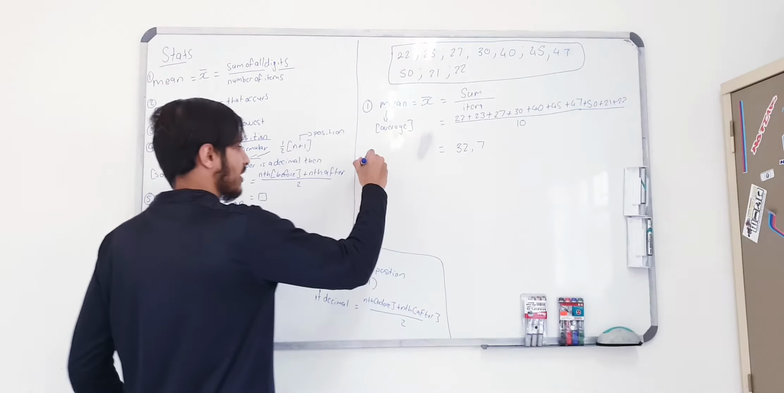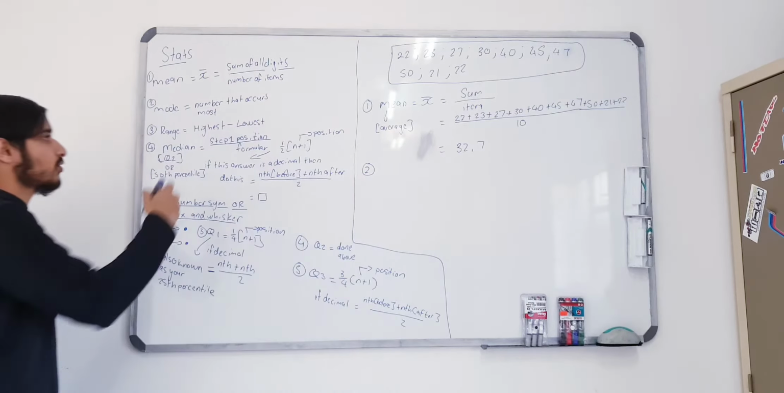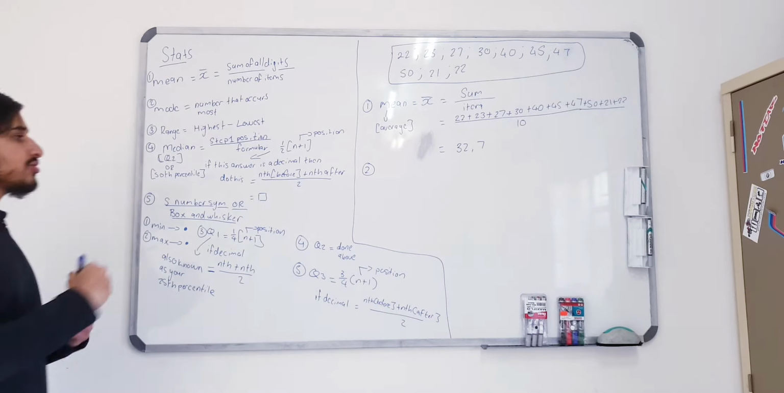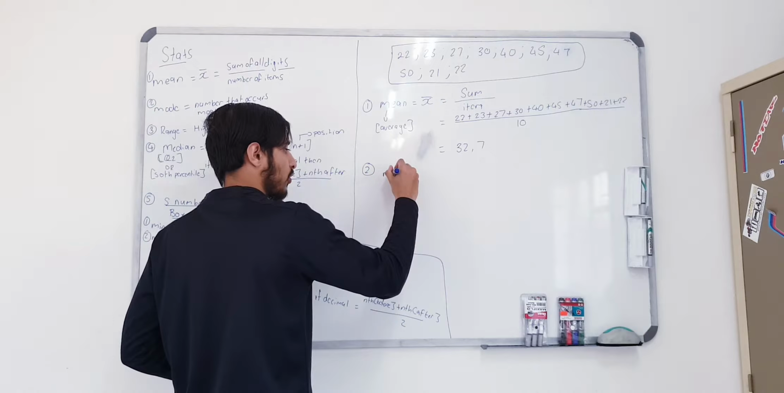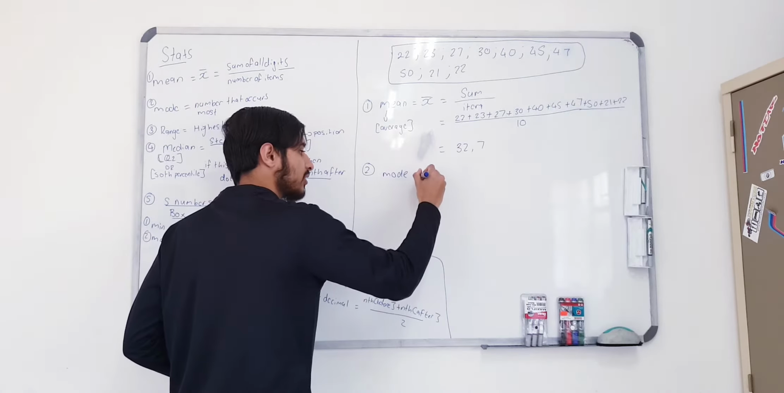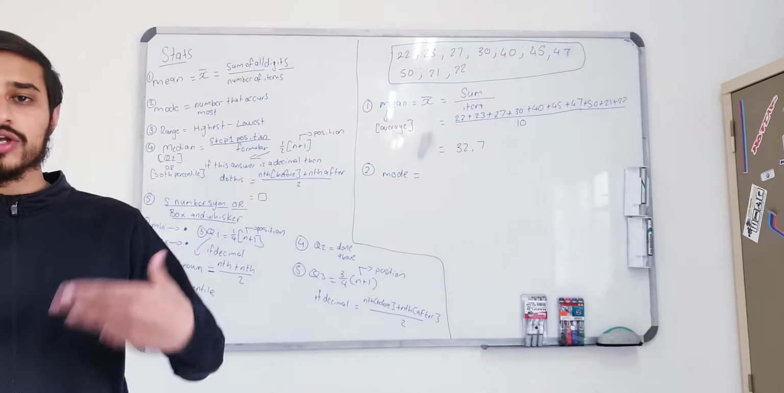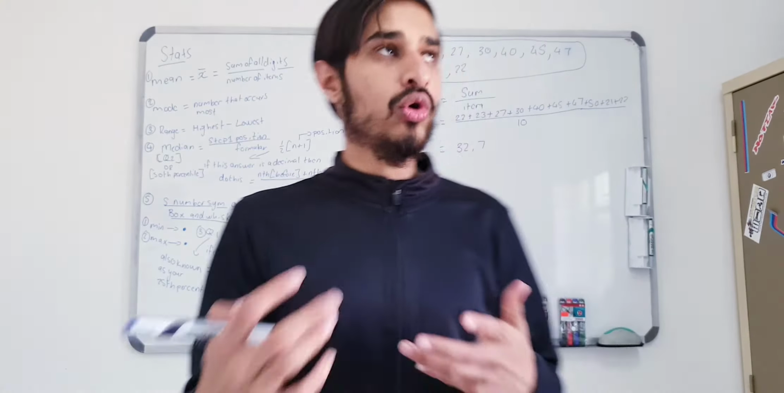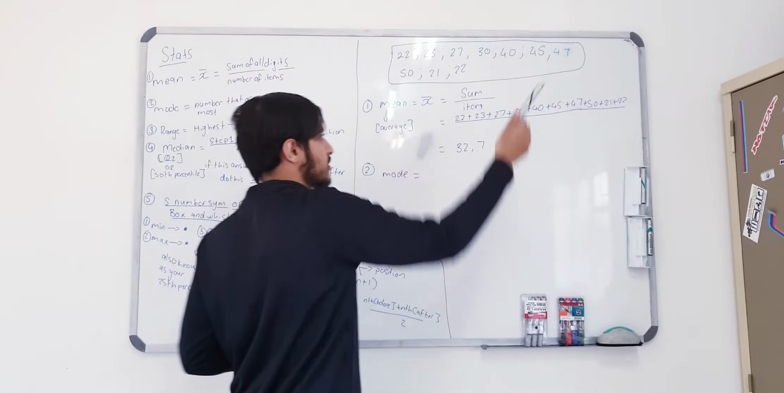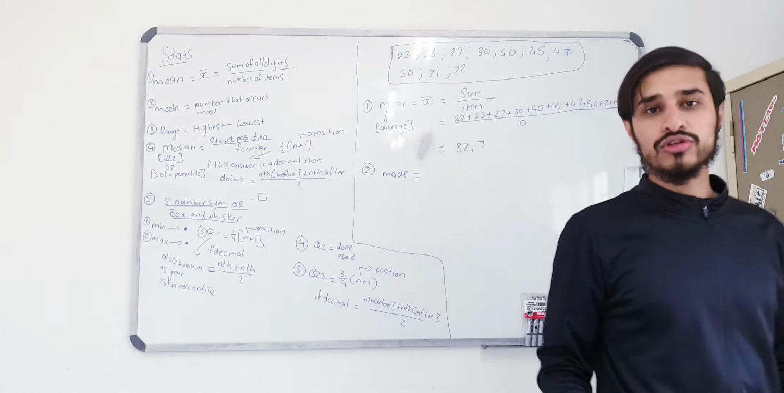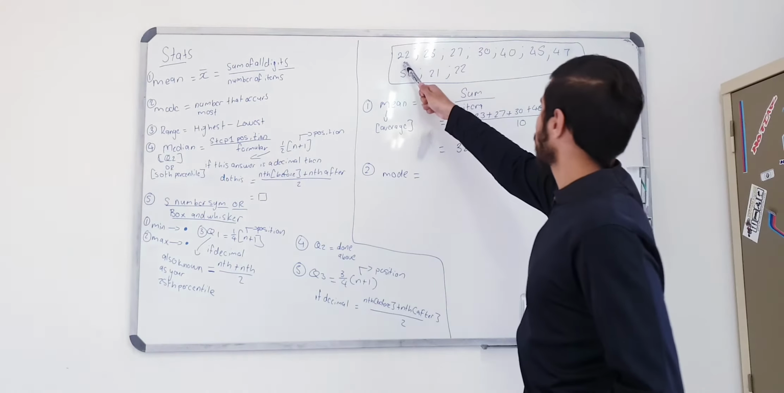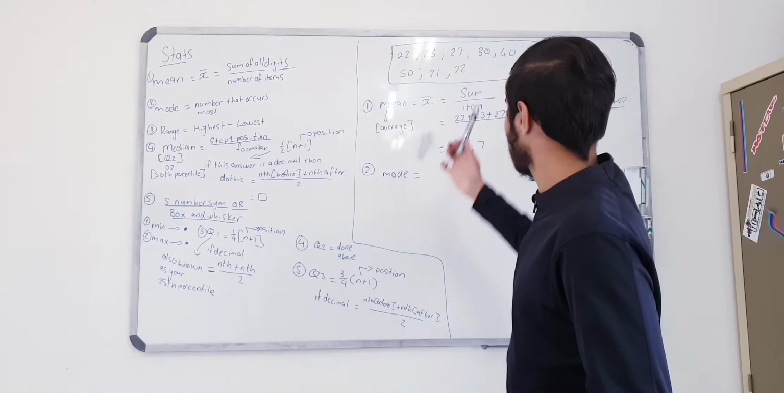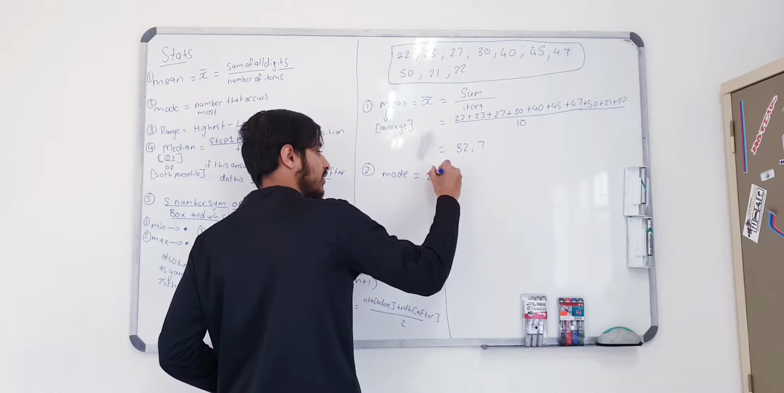Now let's look at the next one. The next concept is mode. What does it say by mode? Mode is your number that occurs the most. So if you're looking at this data, you need to look at which number occurs the most. 22 occurs twice and every other number occurs once, so it will be 22.